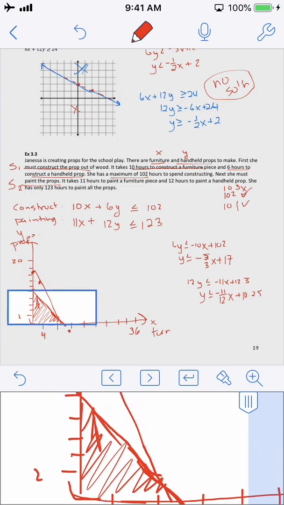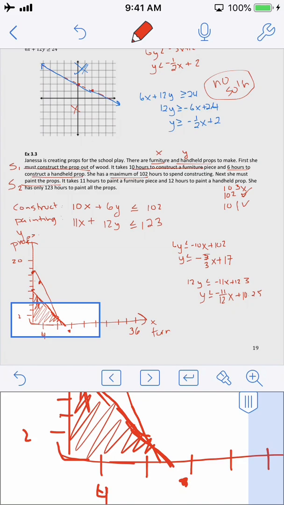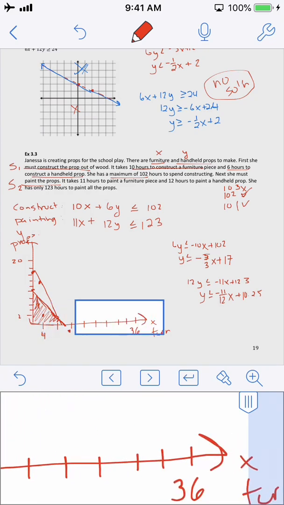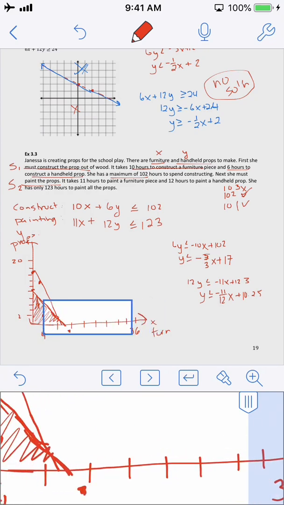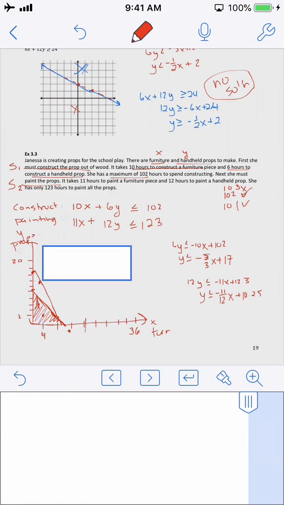Now, what is this graph? What are we talking about? We're talking about the possible combinations that she could come up with. For example, 4, 2. She could make 4 furniture pieces and 2 props, and she would be within her time frame. What she can't make is 16 pieces of furniture and 20 props. She would not be able to do that given her time constraint.